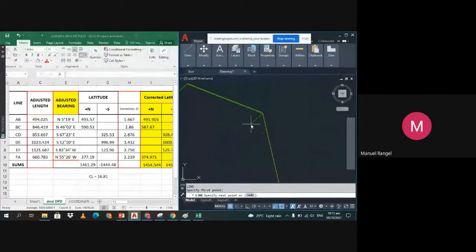The next point is 1023.434 with a bearing of south 12 degrees 10 minutes east. Okay.